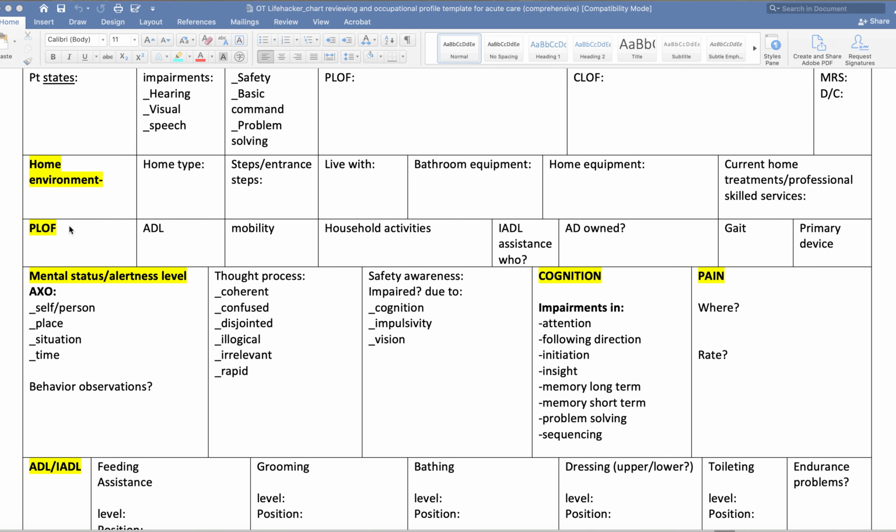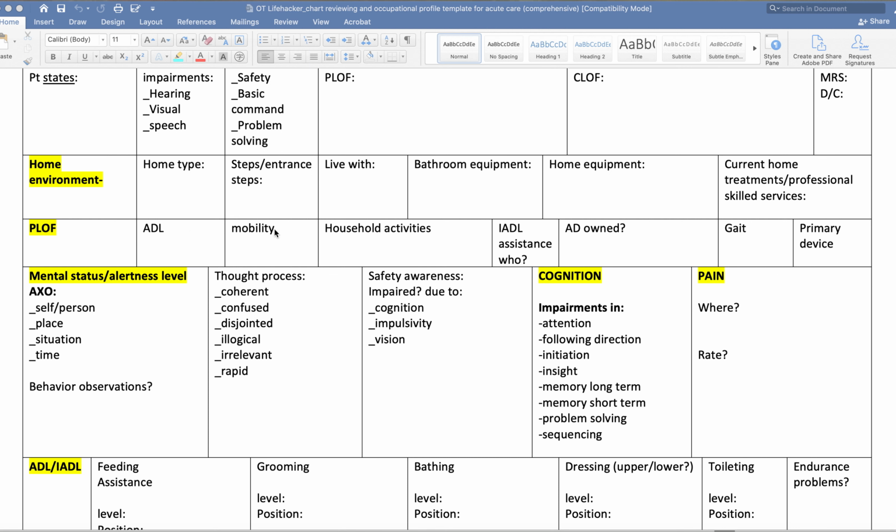And then prior level functioning goes more in depth. Here is the ADL, mobility, household activities. So I put all of this in case I forget, or I draw a blank in my very first on my own patient encounter, and I'm like, what is PLOF? And what am I supposed to put for that? And then I have this to help me out, where it's like, talk about ADL. Did they have any activities of daily living that they did on their own? And if so, to how much level?